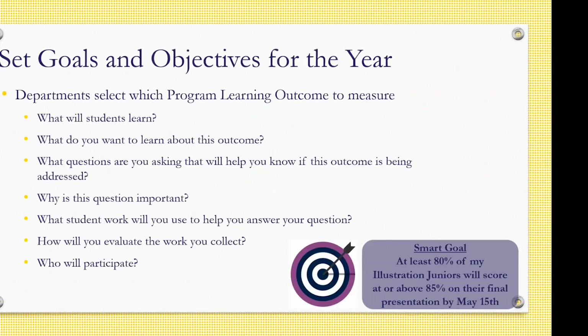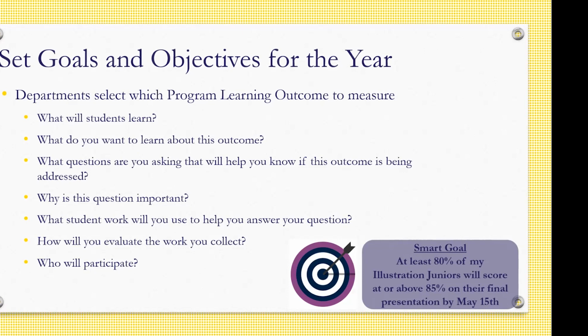Okay, so when we set goals for the year, like I said, we ask the departments to measure one program learning outcome through the fall and the winter semesters. And the department chair is responsible for working with the faculty on measuring this outcome. And some of the overall questions that we want departments to consider are, what will students learn? What do you want to learn about the outcome? What questions are you asking that will help you know if this outcome is being addressed? And why is this important?